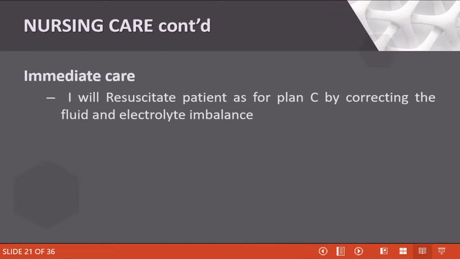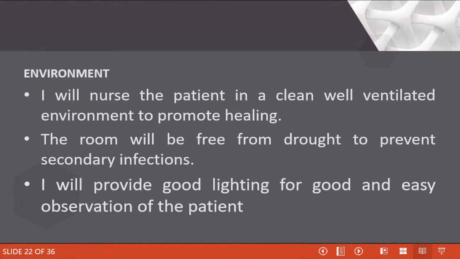So firstly, we have already resuscitated the patient and we've used treatment plan C by correcting the fluid and electrolyte imbalance. Plan C is indicative of firstly, intravenous fluids, ORS, zinc sulfate, antibiotics, and referral. We proceed. The patient is going to be nursed in such an environment. Firstly, we will isolate our patient, to reverse barrier nursing and reverse isolation to prevent spread of infection to other patients. So the first point under environment will be, I will nurse the patient in a clean, well-ventilated environment to promote healing. Secondly, the room will be free from draught to prevent secondary infection.